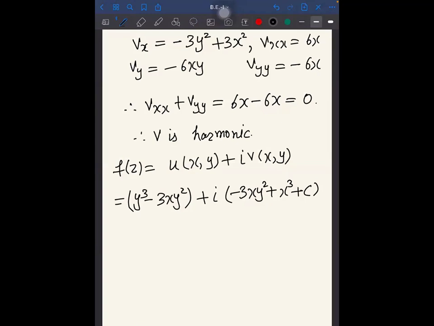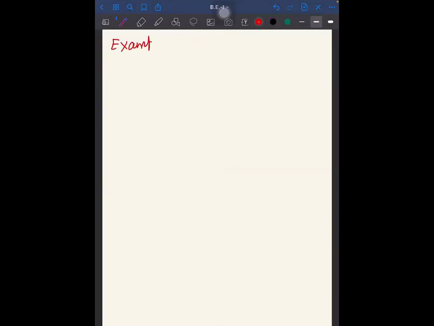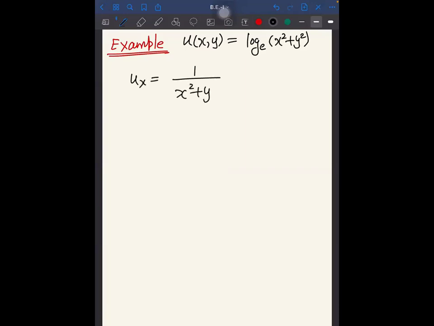So let's do one more question. In the same way, we're going to find this. This is our u(x,y), which is given to us. That is log e of x square plus y square, right? So what is ux? 1 upon x square plus y square into the derivative with respect to x. That is what? 2x. Are you with me?